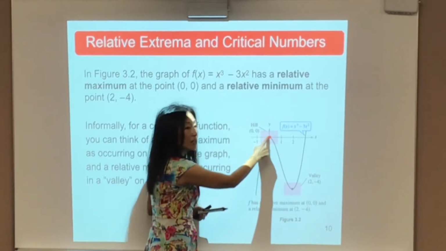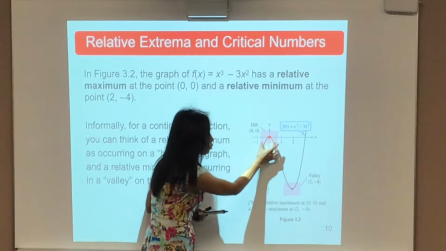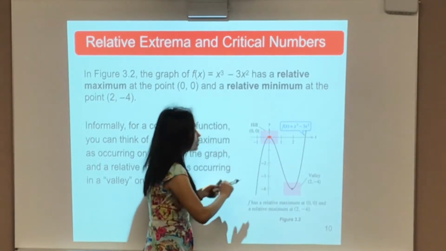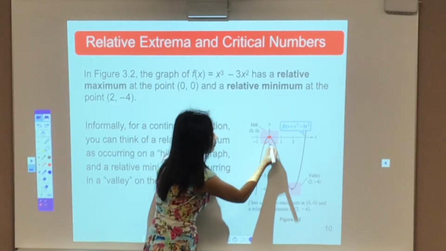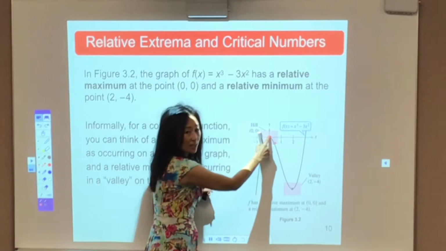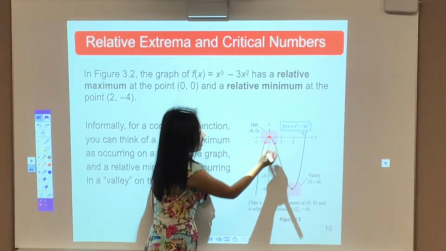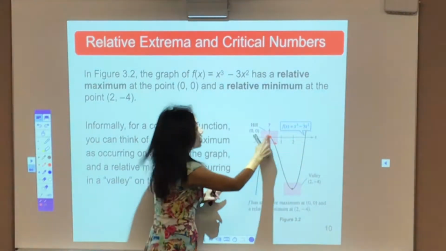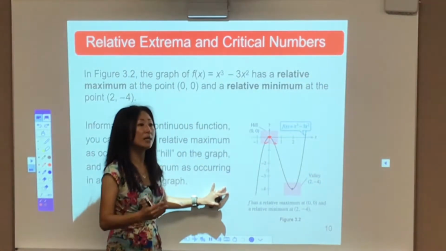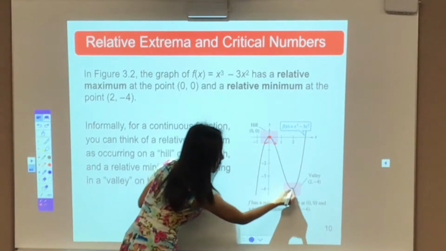If this y value is bigger than the other two values, it's a relative maximum. I'm only comparing over here and over here. So this y value is definitely smaller than this. Are you with me, class? Yes. That y value is definitely smaller than that one. So that is a relative maximum. Where's my relative minimum? At the bottom.